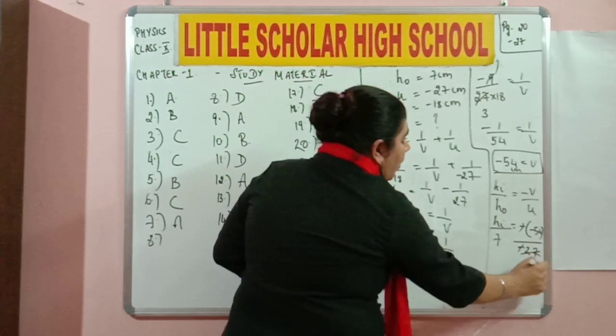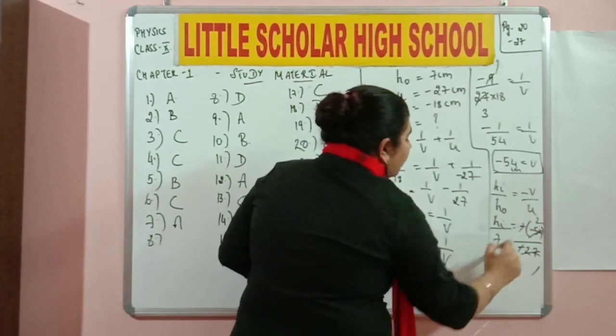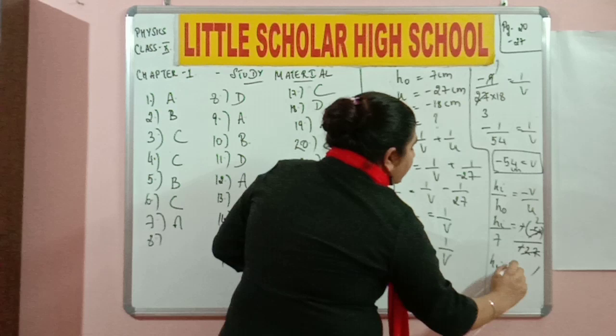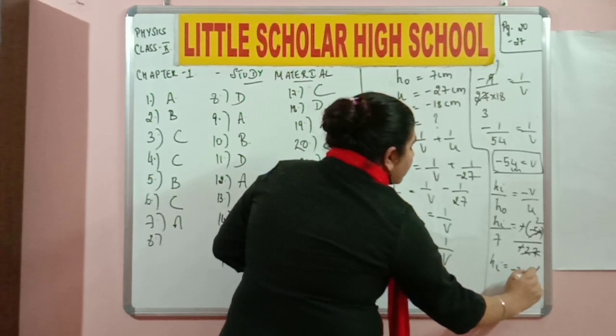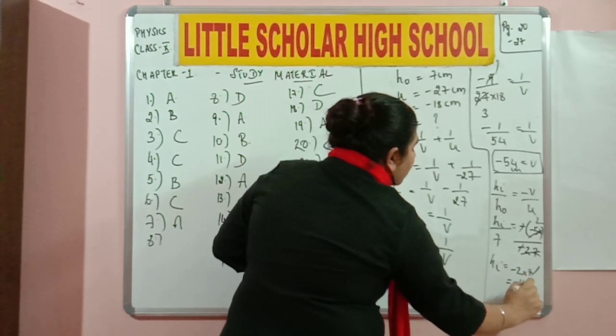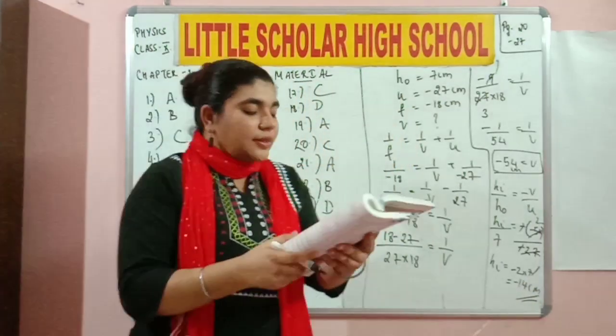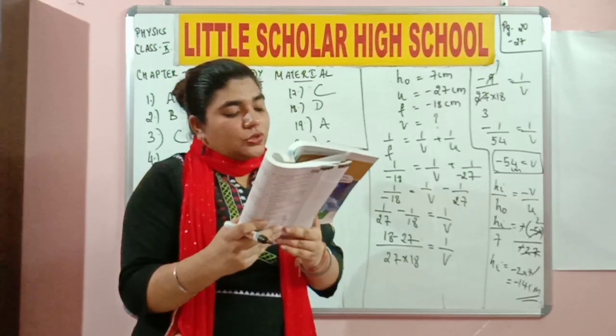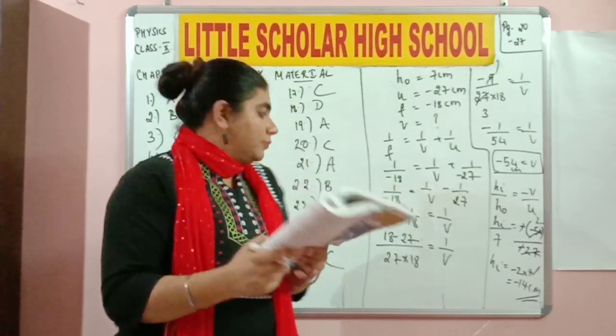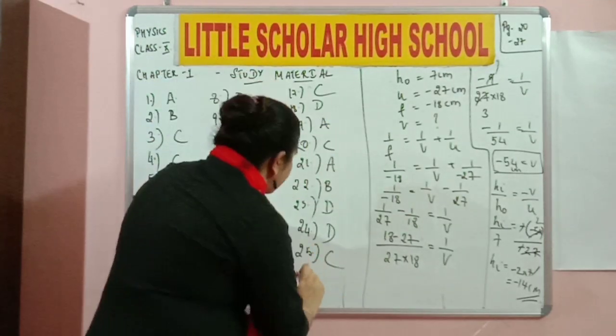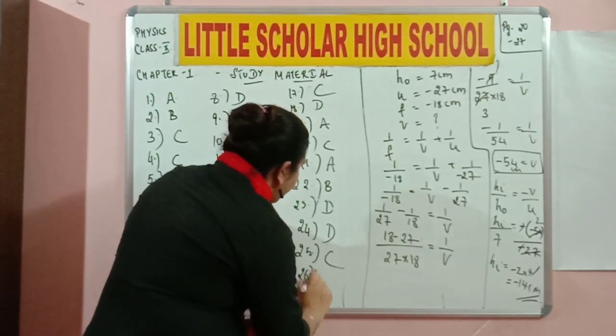Okay, 27 ones are 27, 27 twos are 54. So hi is equal to minus 2 into 7. Minus 2 into 7 is how much, class? Minus 14 centimeters. Okay, please note that thing down. So yes, 26th one is option A.